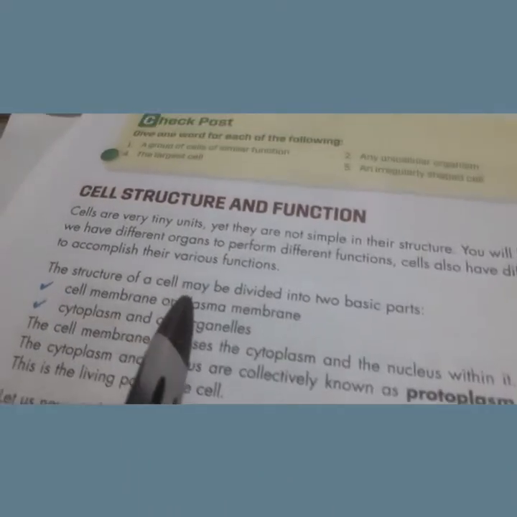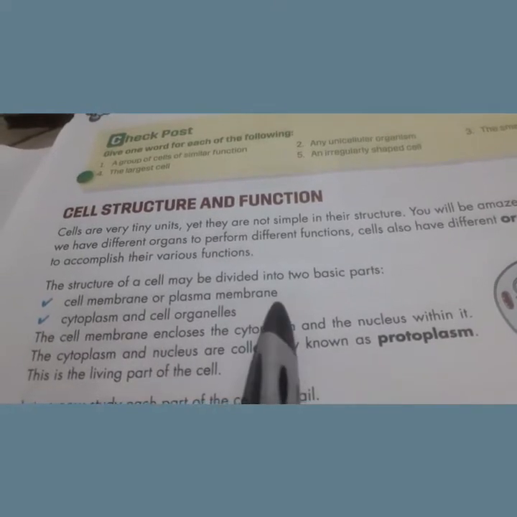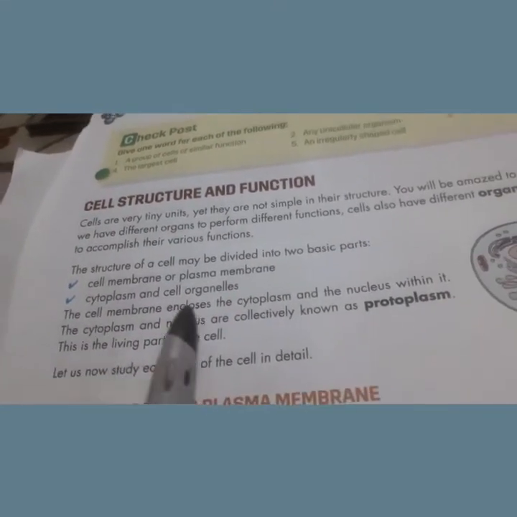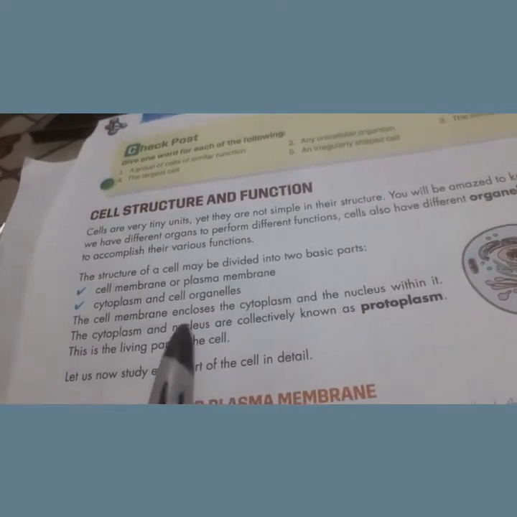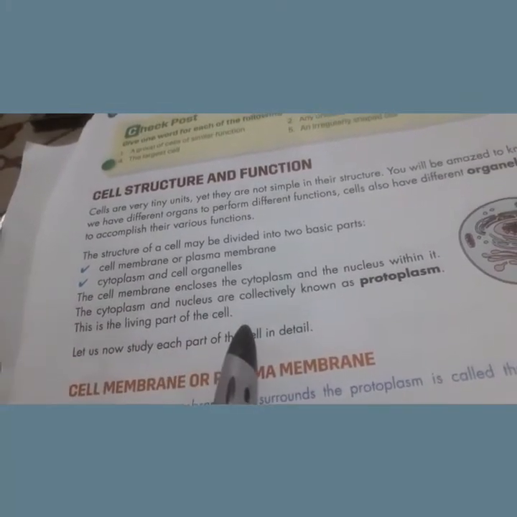The structure of a cell may be divided into basic parts: cell membrane or plasma membrane, cytoplasm and cell organelles. The cell membrane encloses the cytoplasm and the nucleus within it. The cytoplasm and nucleus are collectively known as protoplasm. This is the living part of the cell.